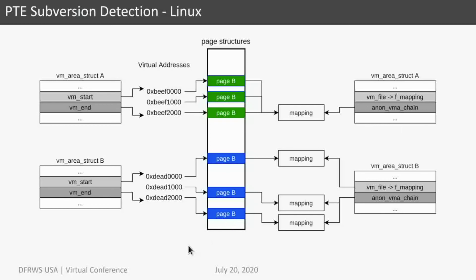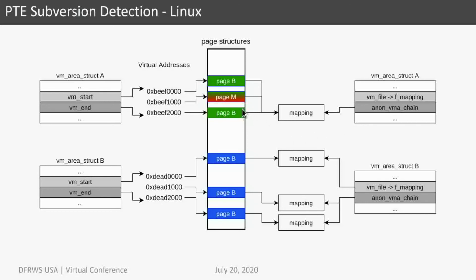Okay, now let's have a look at the other side. So when we are now enumerating the virtual addresses for a VM area struct, we can resolve them to the page frame number, and by that get the corresponding page structure. And again, we can collect them based on the mapping. And in this case, we have three virtual addresses with the three page structures which belong to this mapping, which also corresponds to the mapping for this VM area structure.